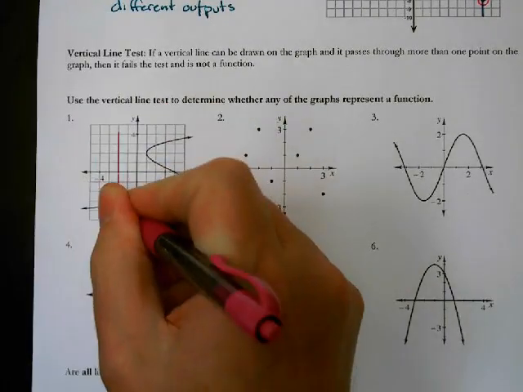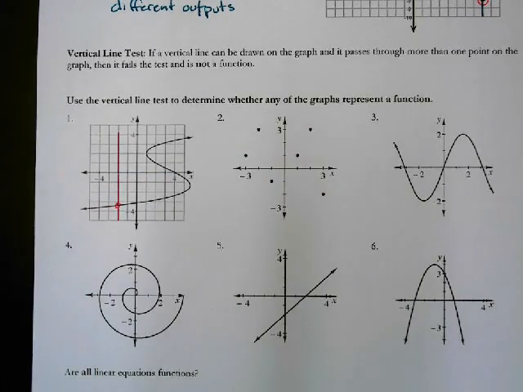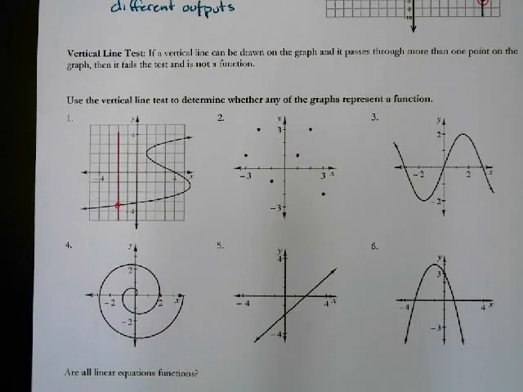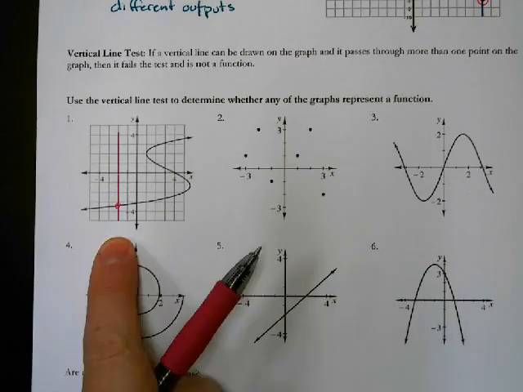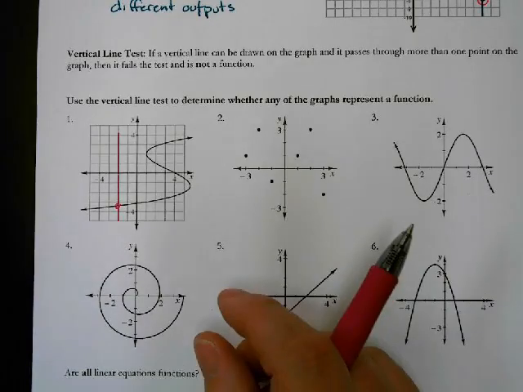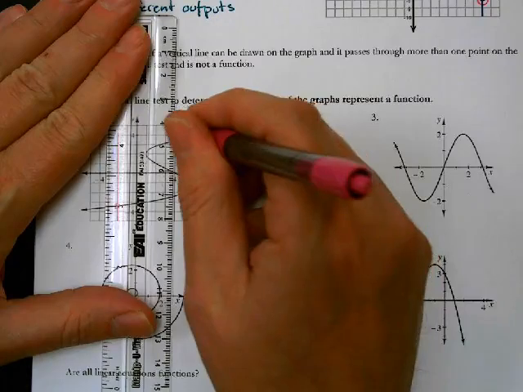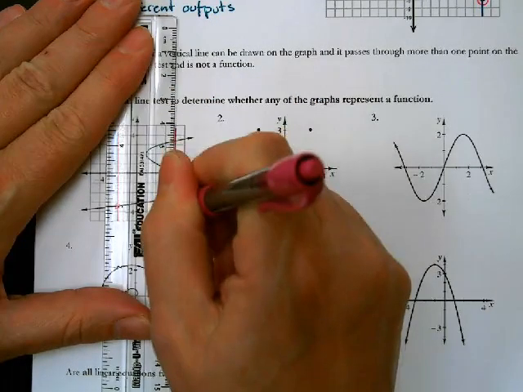And it only passed through once. Aha, it must be a function. Because when I plug in negative 2, I'm only getting this point, which would be like negative 3.2. Well, that's true. Right at that line, it's passing the vertical line test. But if I brought the line over here, it is failing the vertical line test horribly.